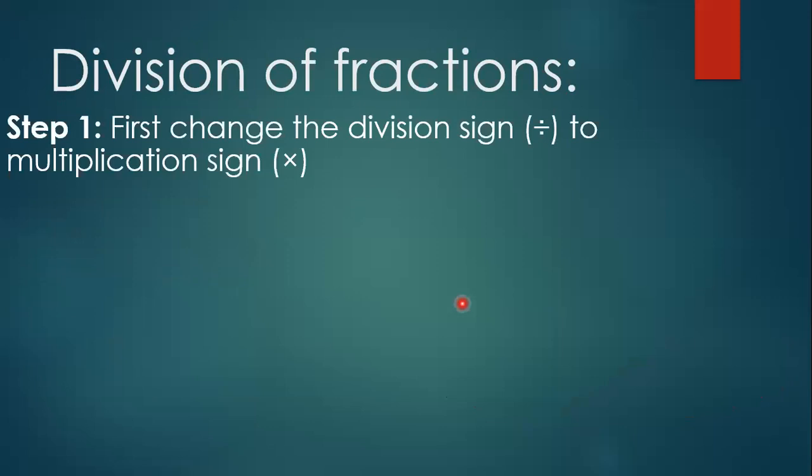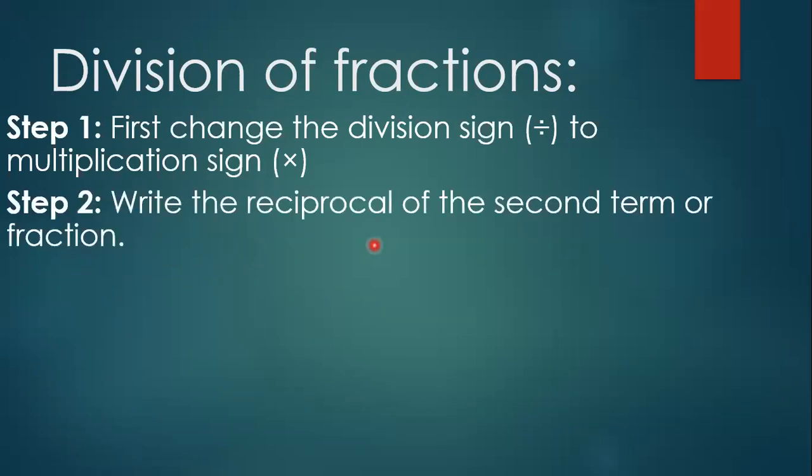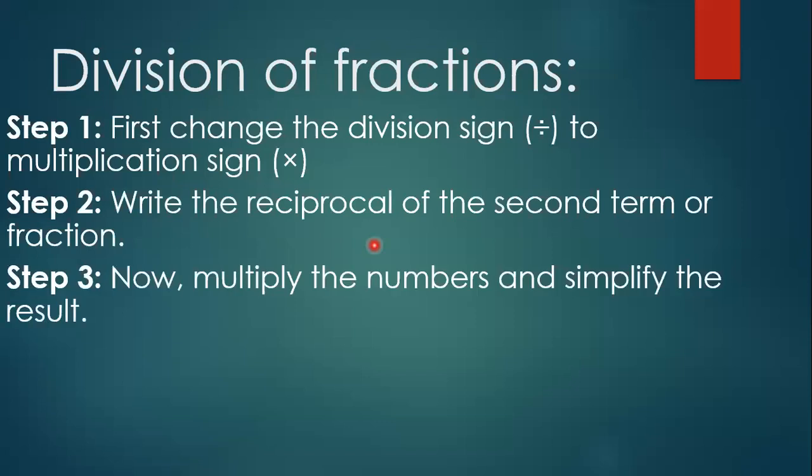First, you will have to change the sign of division into multiplication. Children, remember I was telling you yesterday that division can be done by the technique of multiplication itself. So suppose there is one fraction divided by another fraction. We have to change the division sign into a multiplication sign. Then we have to find the reciprocal of the second fraction and multiply. See, it's a very simple technique.